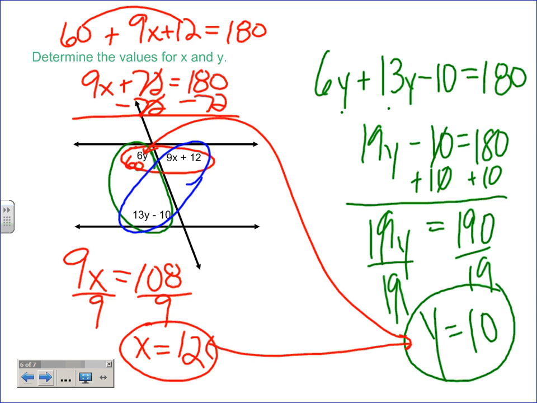And if you wanted to, obviously you could put all those back in and make sure the angles end up what they're supposed to be, but that's completely up to you. Okay?